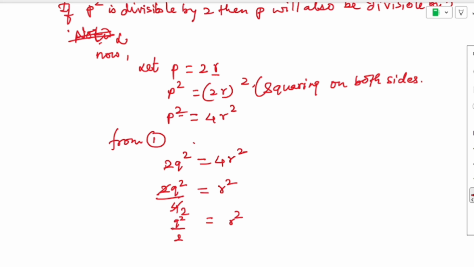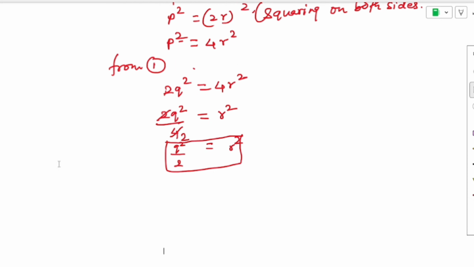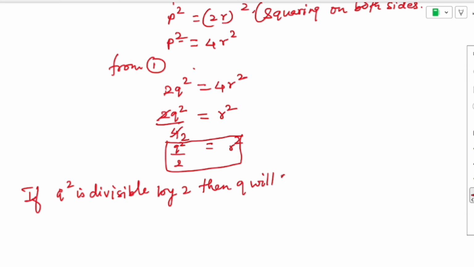See, in this equation we can say that 2 is a factor of Q also, so we can write the same line, that if Q square is divisible by 2, then Q will also be divisible by 2. Okay, so here we got P and Q are having the same factor.